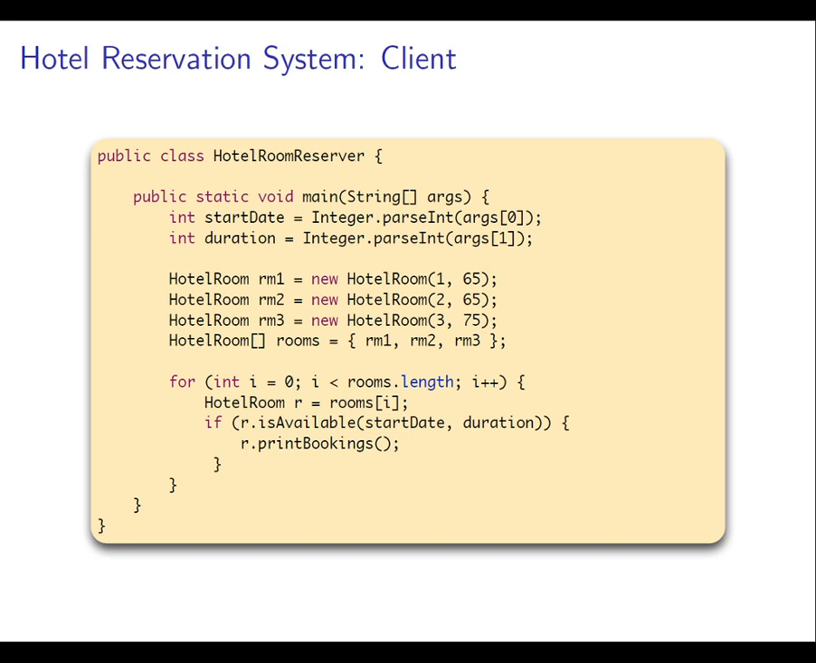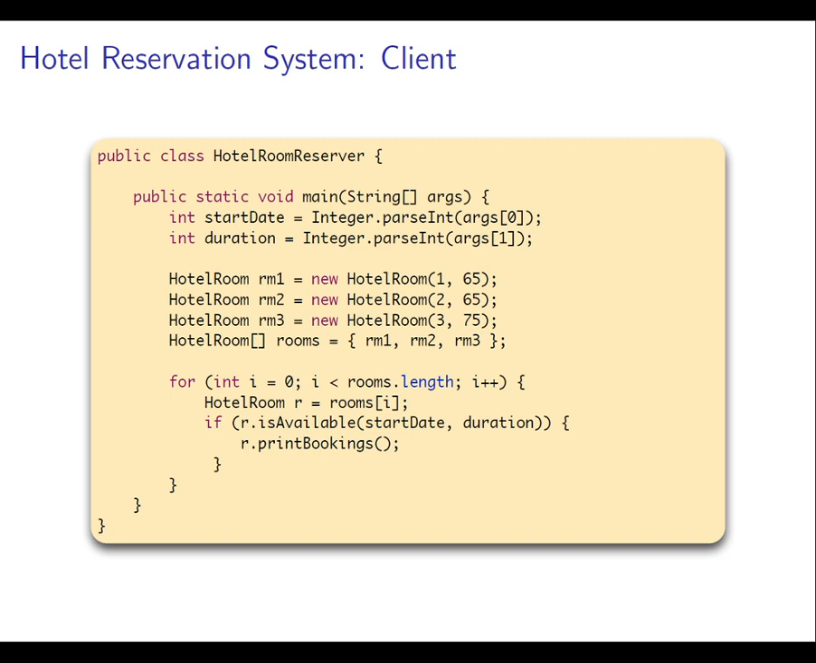Then we're going to create an array rooms of hotel room objects. This might be the first time you've seen an array of objects of a user-defined class. Not quite sure about that. Notice we're using the useful initialization of an array syntax there. Then we're going to iterate over that array, and we are going to set a local variable of type HotelRoom r to be the ith element of that array for each i in turn.